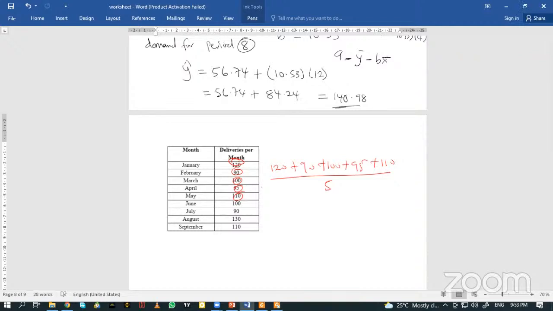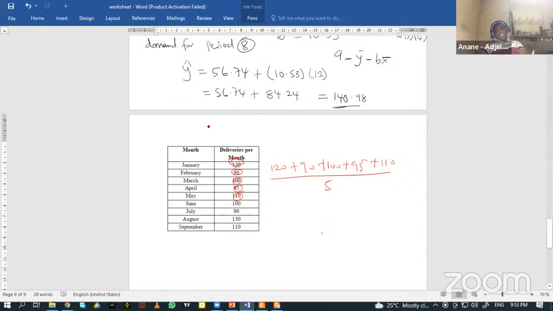Hello, sir. So if I understand, if we are to calculate for the demand using this table, that means the month is going to be our X, and then the deliveries per month is going to be our Y. Exactly. Okay. So this is X and this is Y. Okay, so this is period 1, period 2, period 3, period 4, like that.